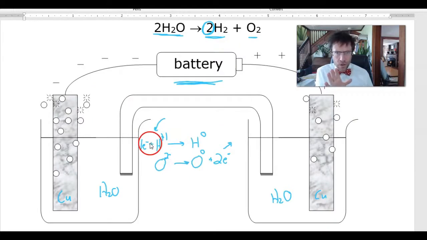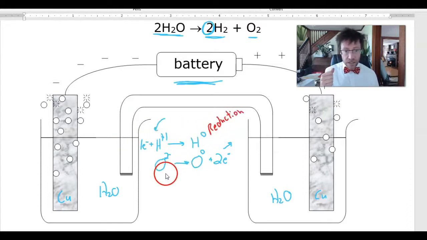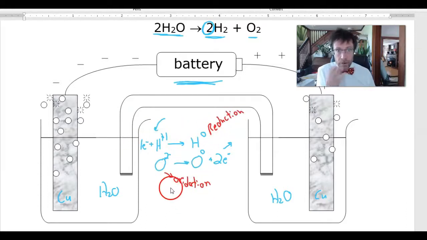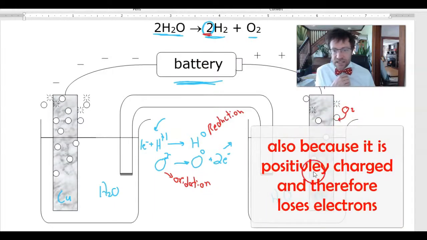So, before we go any further, LEO says GER: losing electrons is oxidation, gaining electrons is reduction. So oxidation must be this one, right? Because we have half as many bubbles as we do over here. This is producing twice as much gas as this one, because you have to. Because look, remember the whole 2 electron thing. So this must be where the oxygen is happening. This has to be O2, which makes this oxidation.